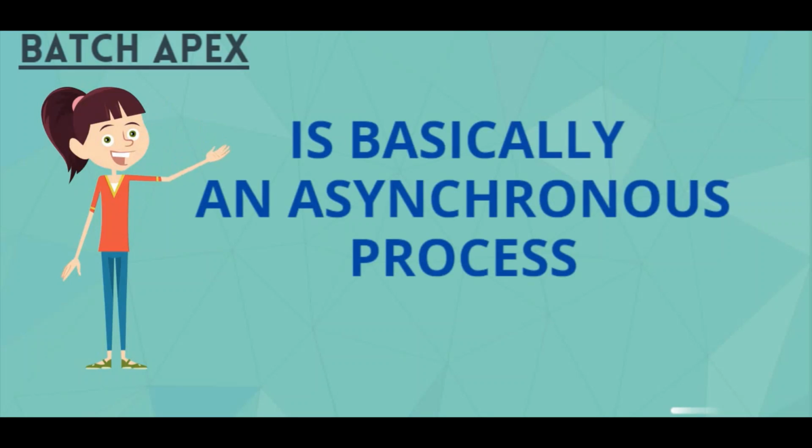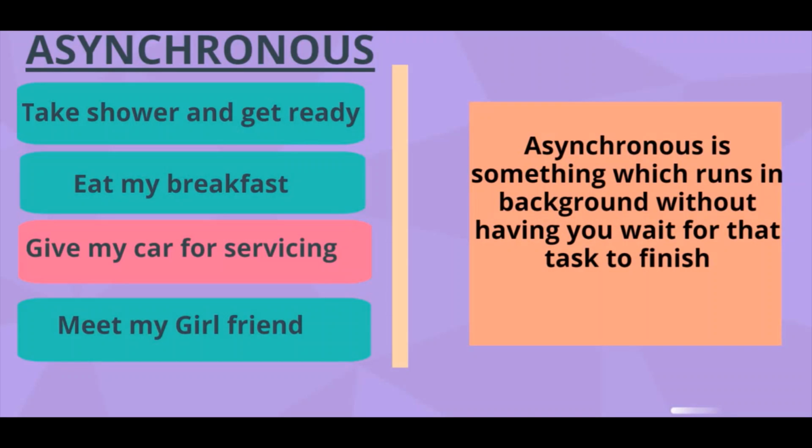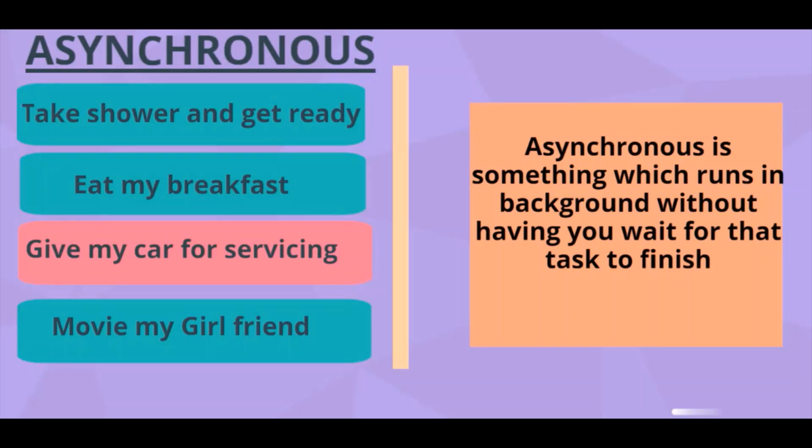Okay, first things first. Batch Apex is basically an asynchronous process like queueable and the future method. What is an asynchronous process? I have already made a video on the future method where I clearly explained the difference between synchronous and asynchronous process. I have added the link in the description down below, or you can also click on the information icon on the top right. But for now I will explain with a small example.